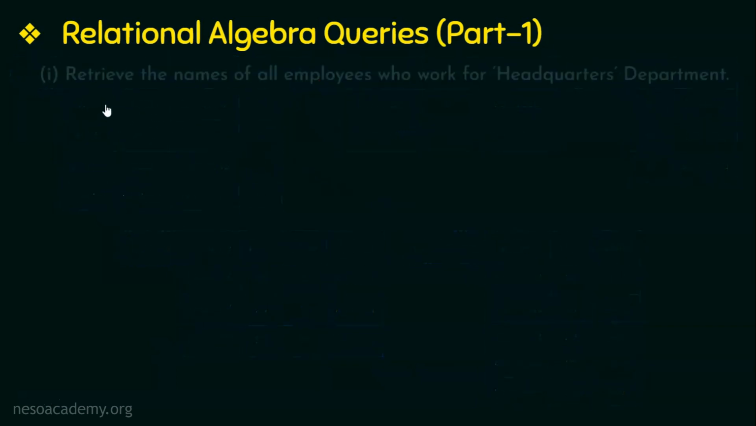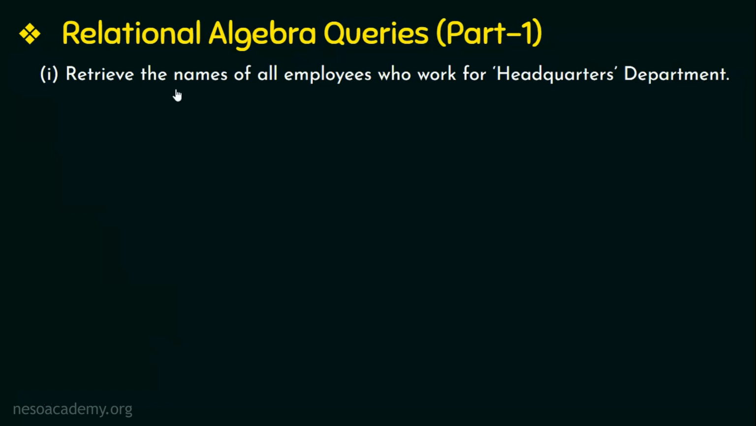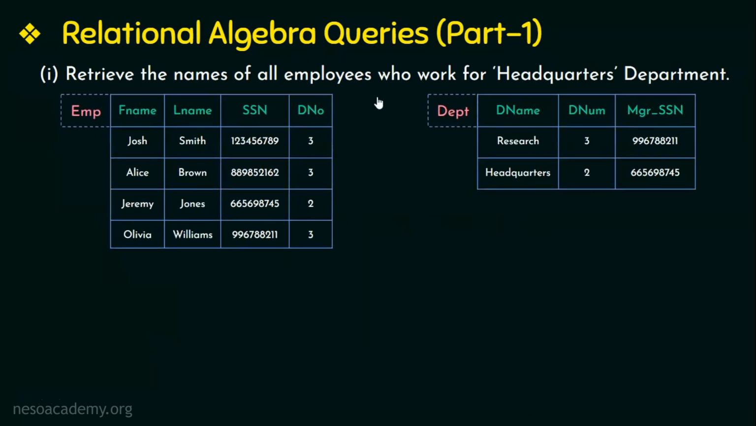Let us now discuss the first question. Retrieve the names of all employees who work for headquarters department. Since we need the names of all employees, we know the details of employees are present in the employee relation or the EMP relation, and the details of headquarters department is present in the department relation. So these are the two relations that we need in this question, the employee relation and the department relation.